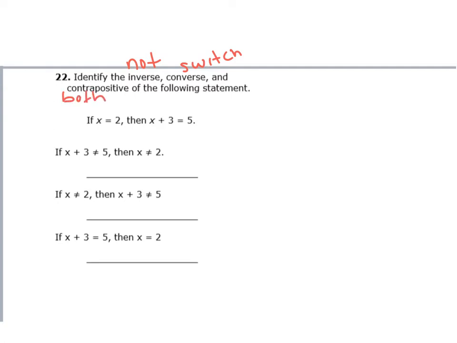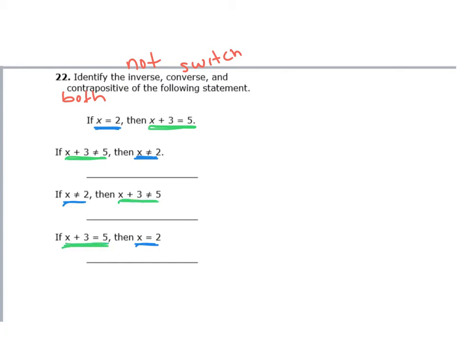Okay, so what I like to do is I like to just underline or highlight, if you have a highlighter or a marker or something, highlight the hypothesis and then go through, and everywhere you see an x and a 2, use that same color. And then use a different color for the conclusion. So my conclusion, x plus 3 equals 5. Everywhere I see the x plus 3 and the 5, I use my second color.